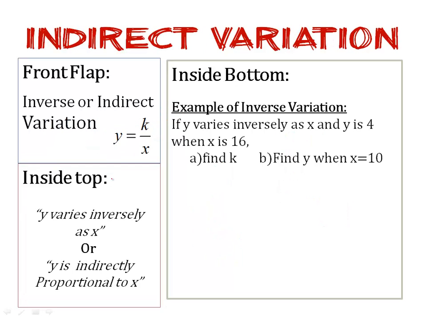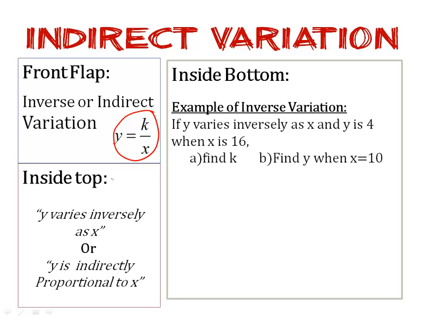Next is the inverse or indirect variation. You see it described both ways. Here's the equation, y equals k divided by x. So as x is getting bigger, y is getting smaller. That's what the inverse relationship looks like. The more miles I drive, the less gas in my car. Those relationships are everywhere in real life.